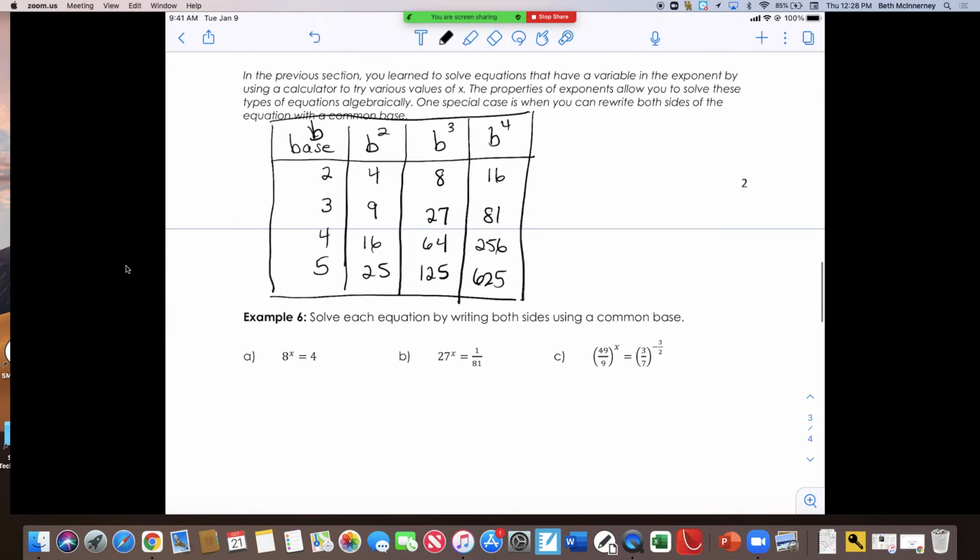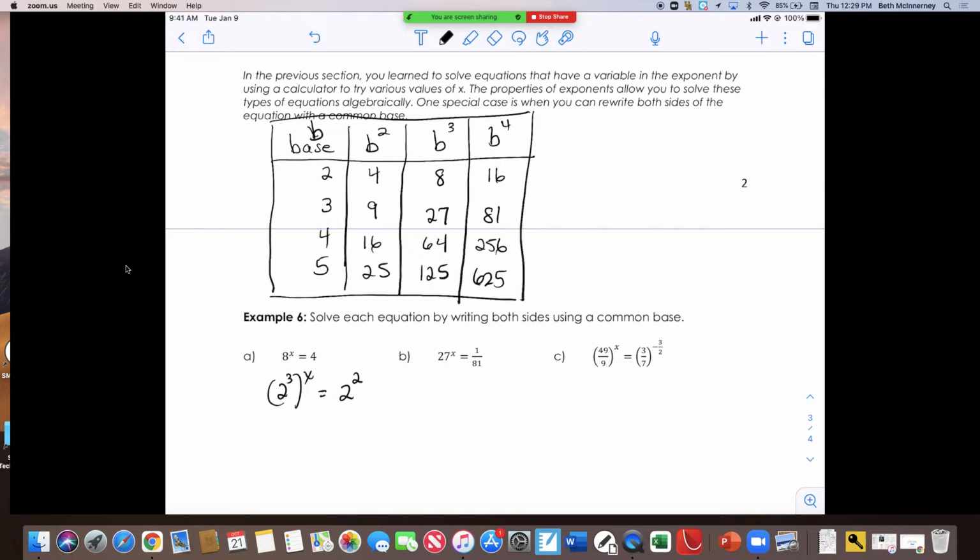All right, having done that, let's look at 8 and 4. If you look at any row of the table, do you see a common base that 4 and 8 have? 2. Okay, so watch what we're going to do. I'm going to rewrite 8 as 2 cubed. And I'm going to rewrite 4 as 2 squared. So let me go over this again. When I have 8 to the x equals 4, right now, I don't know how to solve that. Okay, that type of equation.